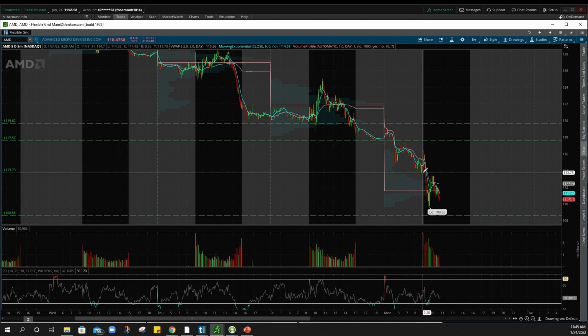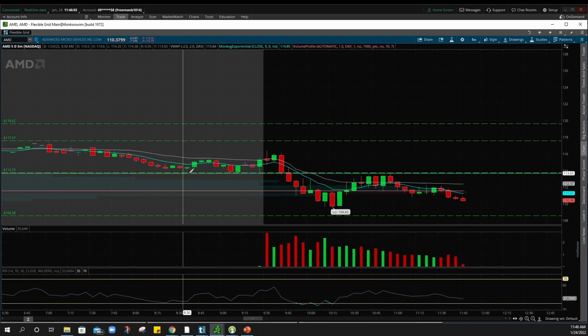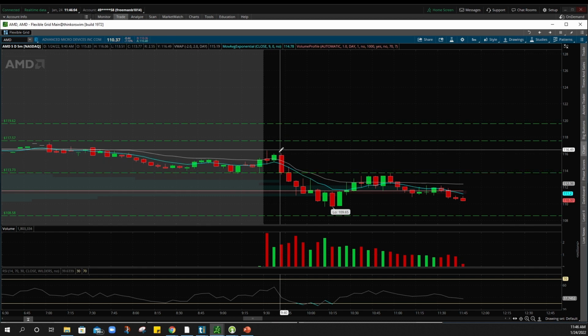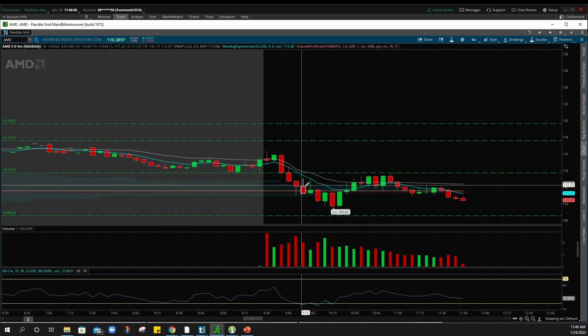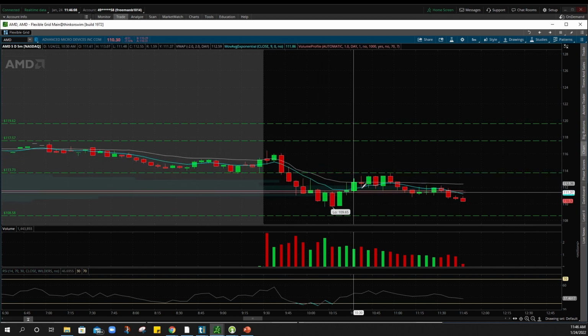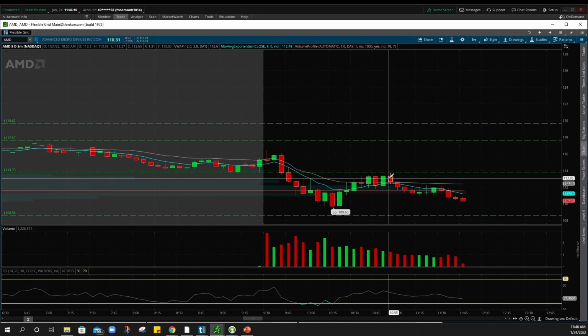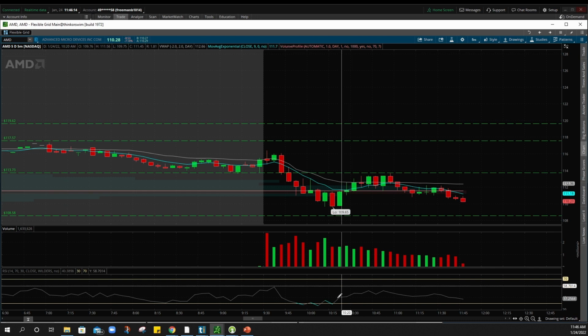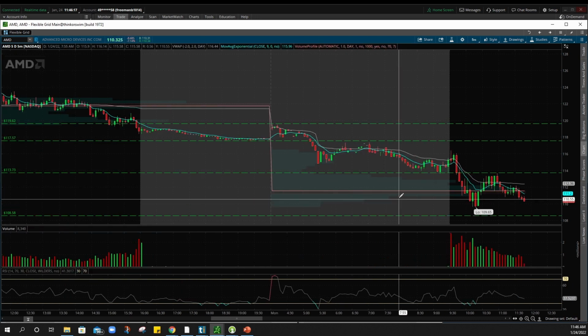We had support here. We pushed off of support here. We had bounce, bounce, bounce. Whoop, we pushed. We lost it. Old support turns into new resistance. What happened here at 10:55? To the penny, ding! We hit that level of resistance.